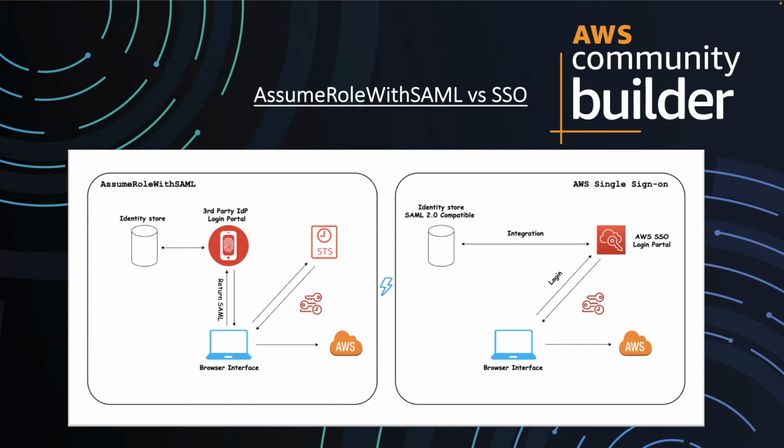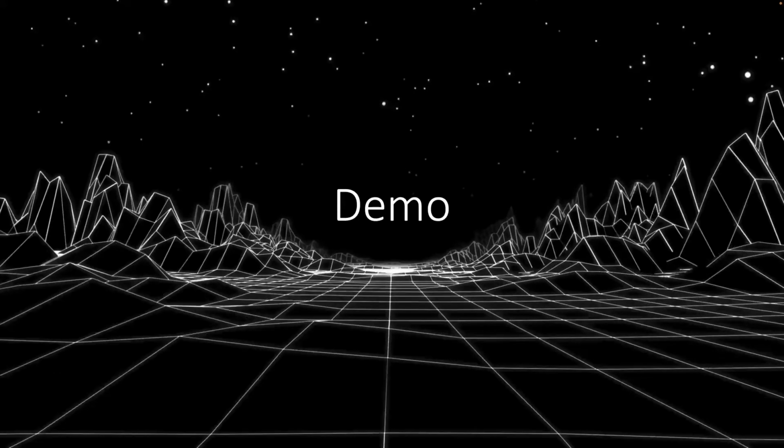While in AWS Single Sign-On, our browser interface will log in through the AWS Single Sign-On portal, which we don't have to manage. And Single Sign-On is already integrated with the identity store, which is SAML 2.0 compatible, so we don't have any extra setup to do. Here, the advantage is that we can set up this process only once for multiple accounts we want to connect to, with further access control via AWS Organizations and policies, removing any kind of overhead. So now let's jump into the demo.